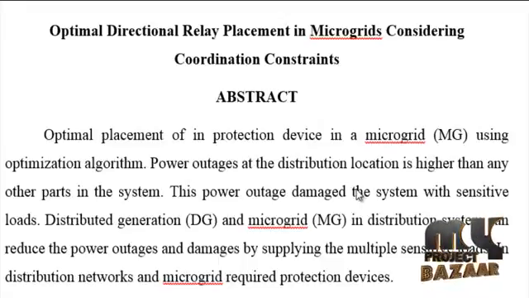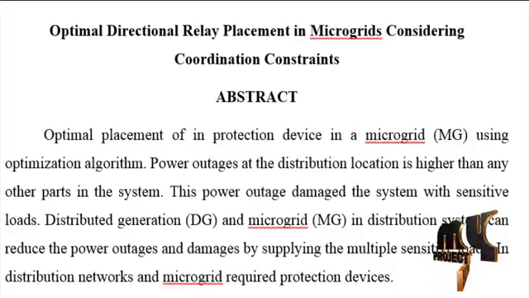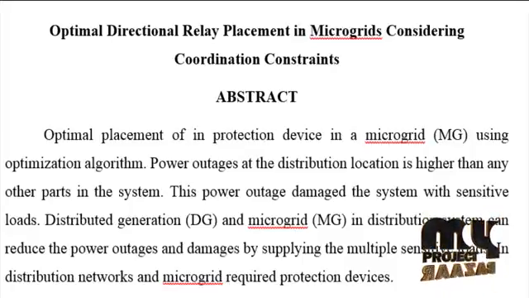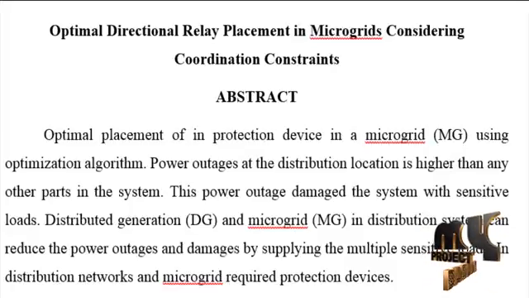Let me discuss the abstract of the project. Optimal placement of protection devices in a microgrid using an optimization algorithm. Power outages at the distribution location are higher than in any other part of the system. This power outage damages the system with sensitive loads. Distributed generation and microgrids in the distribution system can reduce power outages and damages by supplying the multiple sensitive loads.